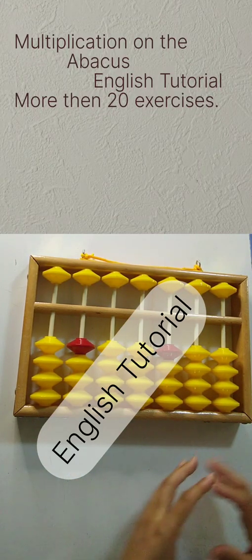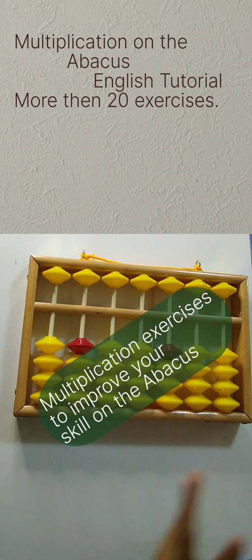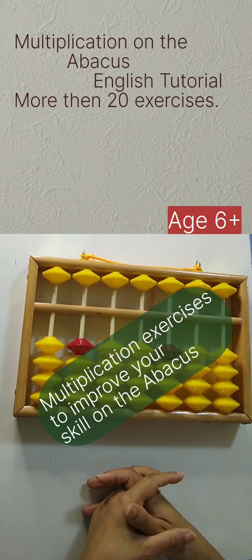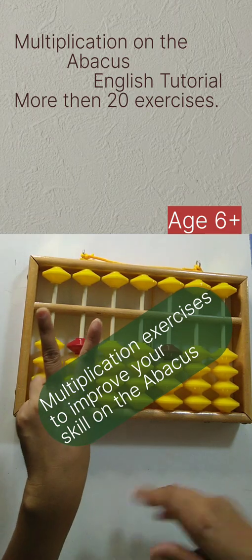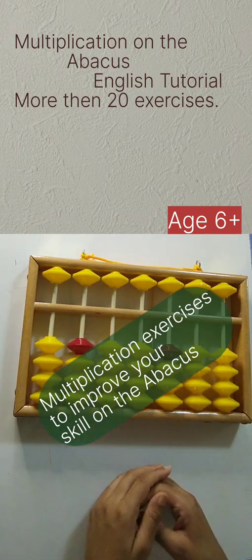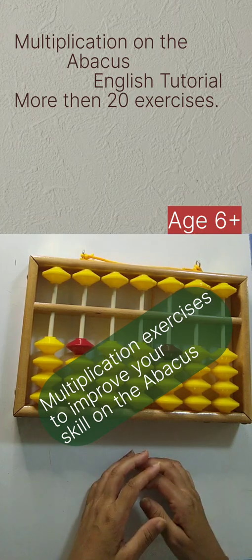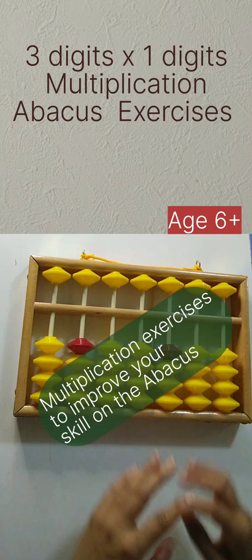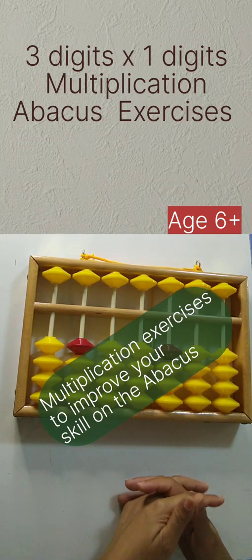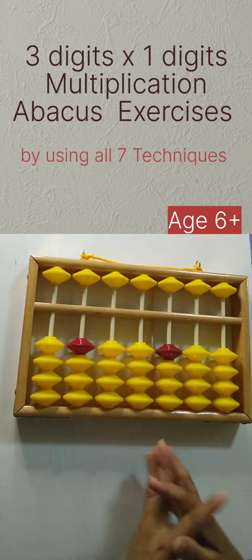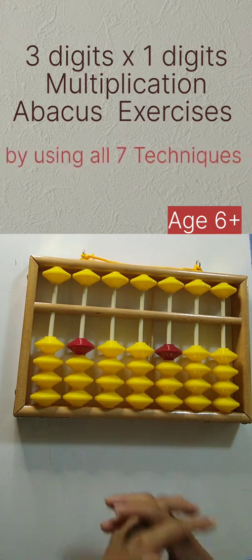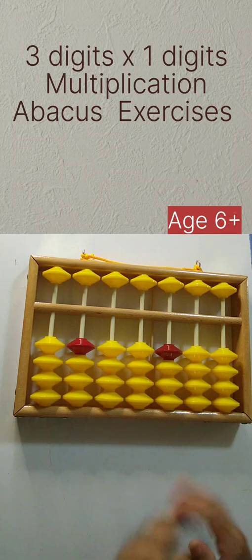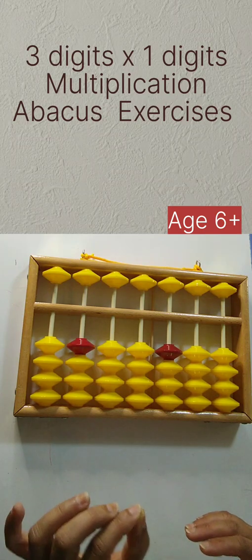We are doing exercises of multiplication based on basic techniques. The previous episode was 2 digits multiplied by 1 digit based on 7 basic techniques, and this one is going to be 3 digits multiplied by 1 digit, and we are going to use all 7 basic techniques of multiplication on the abacus. So let's start. Your question is on the screen.